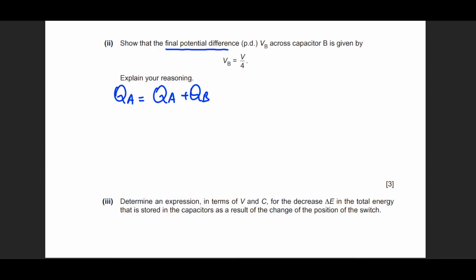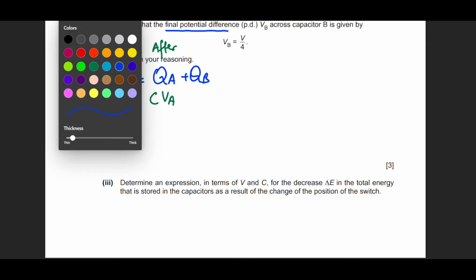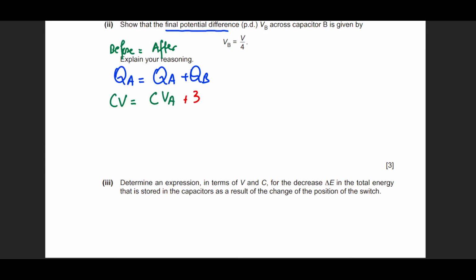So this is the before case, before injection of charge, and this is the after case, because now both of them are going to share the charge, right? So this was CV, and the QA is still CVA. Now I'm separating them over here, plus 3 times C, because capacitor B has 3 times the capacitance. The formula that I'm using is Q equals CV simply. So I'm replacing every Q with CV, and CV multiplied with the voltage of B.